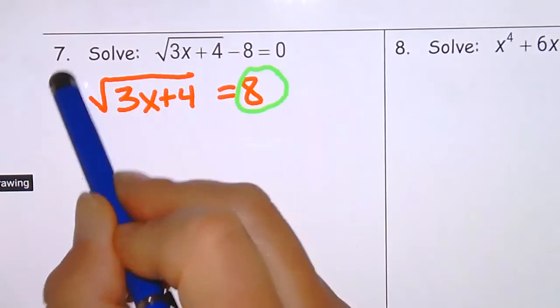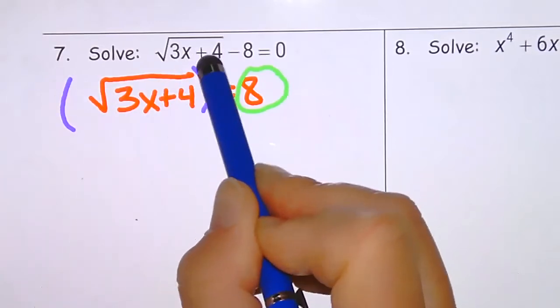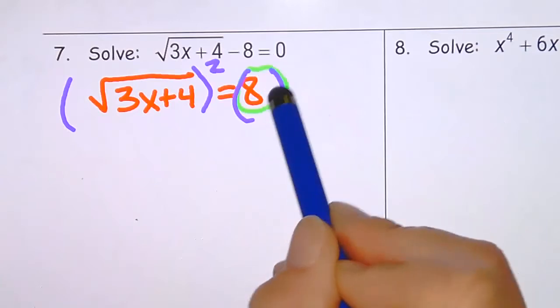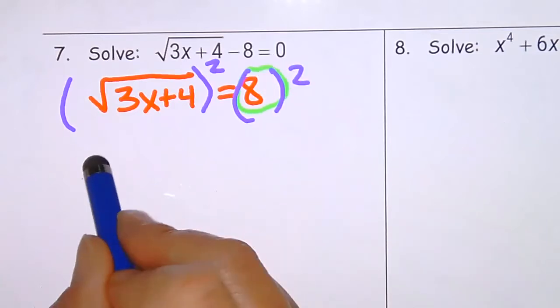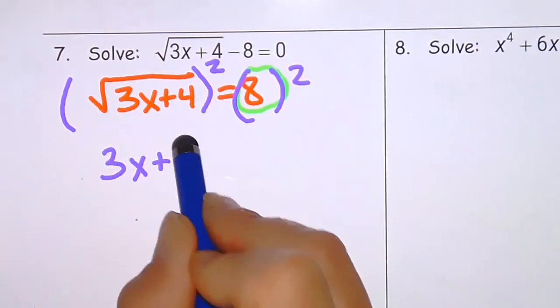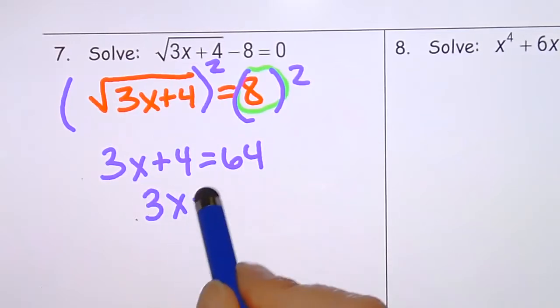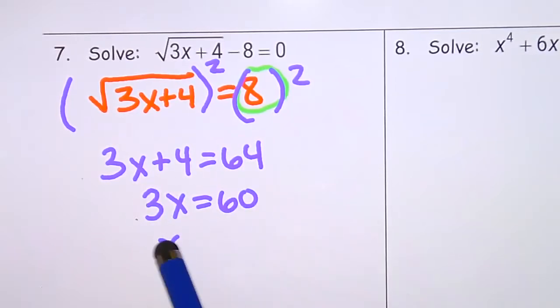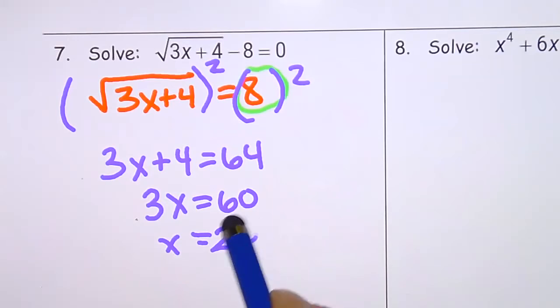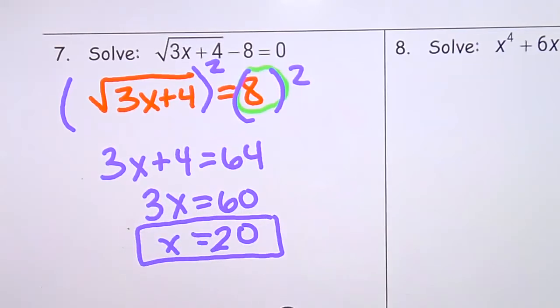So now I'm going to square both sides. So I'm going to square this side. I'm going to square this side. And I'm going to end up with 3x plus 4 is equal to 64. And I'm going to solve. So I get 3x equals 60. And then x is equal to 20. And that's your answer.